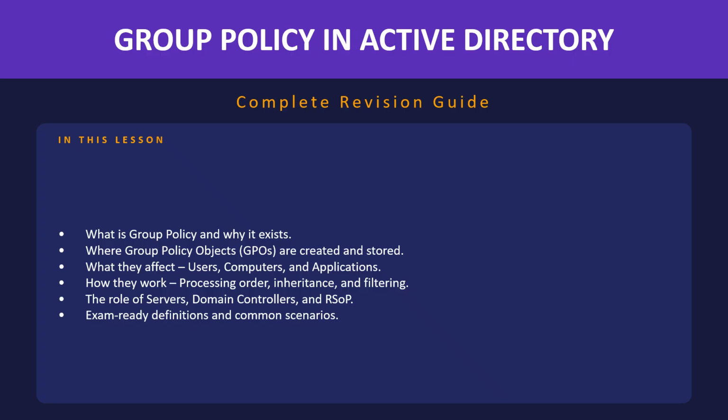Then we will explore where group policy objects are created and physically stored within the network infrastructure. We will also examine what these policies affect, specifically users, computers, and applications. Next, we will break down exactly how group policy works, including the critical processing order that determines which policy wins when conflicts occur. We will look at the role of servers and domain controllers in storing, replicating, and applying policies.